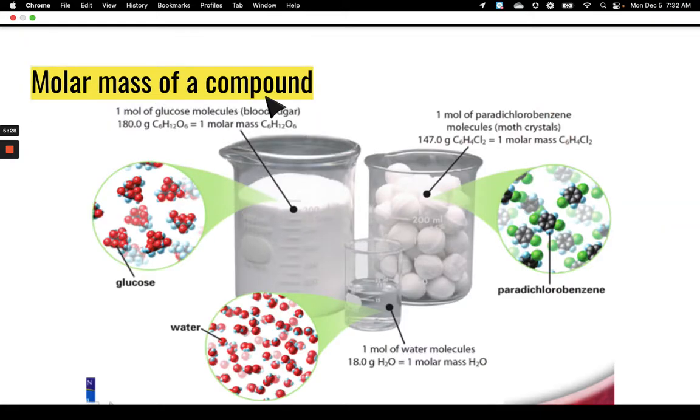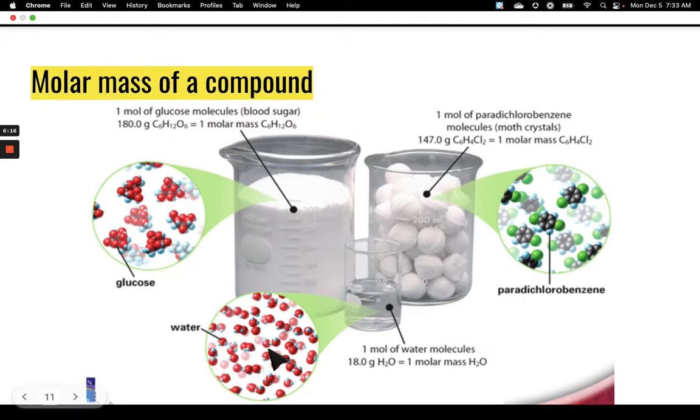Now, the molar mass of a compound you're going to find by adding up all the particles. So, for example, this is a molecule of glucose. It has 6 carbons, 12 hydrogens, and 6 oxygens. If we figure out the molar mass of glucose, we have to add all of those together. 6 times the molar mass of carbon, plus 12 times the molar mass of hydrogen, plus 6 times the molar mass of oxygen, and you get 180 grams per 1 mole. Again, it's a lot easier to weigh out 180 grams of glucose than to try to count 6.02 times 10 to the 23rd molecules of glucose. So it's a shortcut. We know if we have this many grams, we have that many particles.